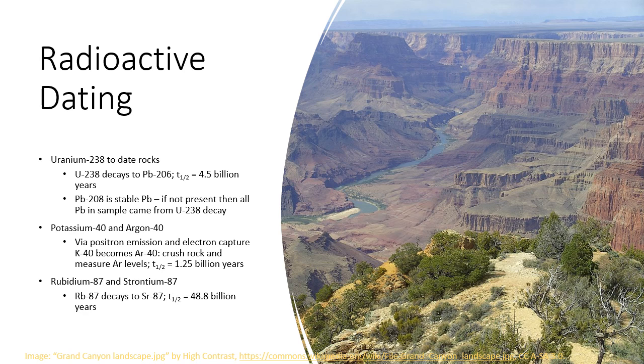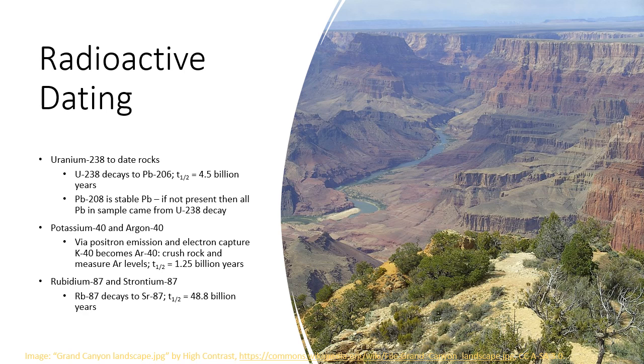So I've got a nice stratified layer here that you can see in the Grand Canyon, and you can literally follow things back in time as you go deeper. And things that we use for this purpose include uranium-238, which has a half-life of 4.5 billion years. Uranium-238 decays into lead-206. So we know that the stable type of lead is lead-208. So if you have a rock sample which doesn't have lead-208 but does have lead-206, then the sample has lead that came from 238 decay.